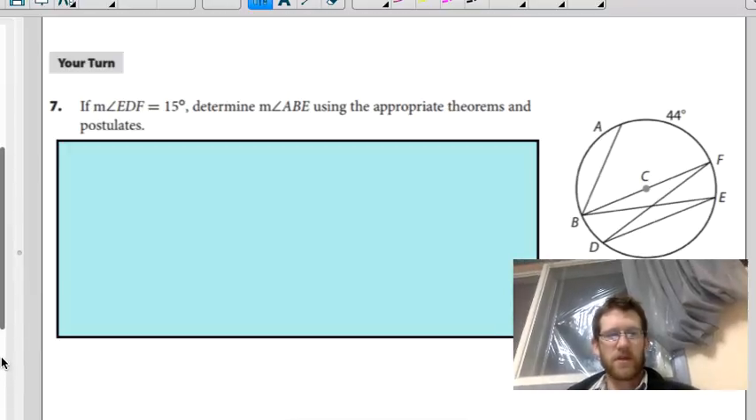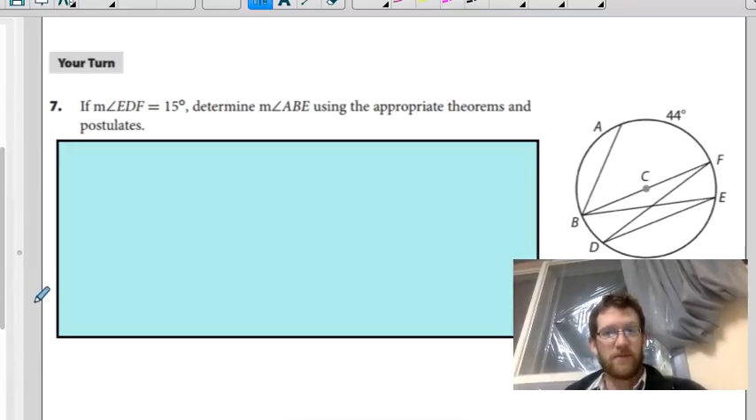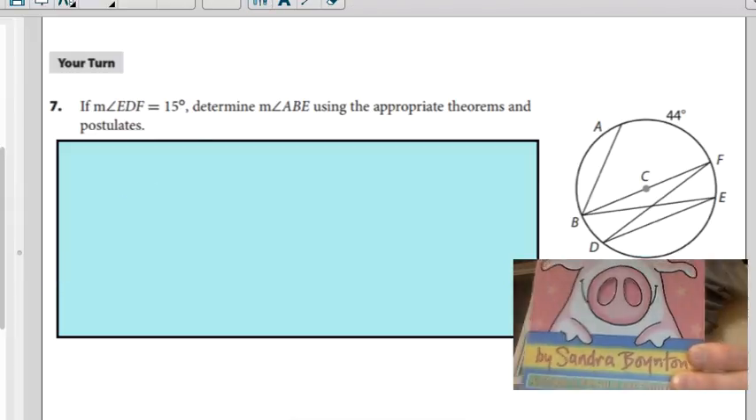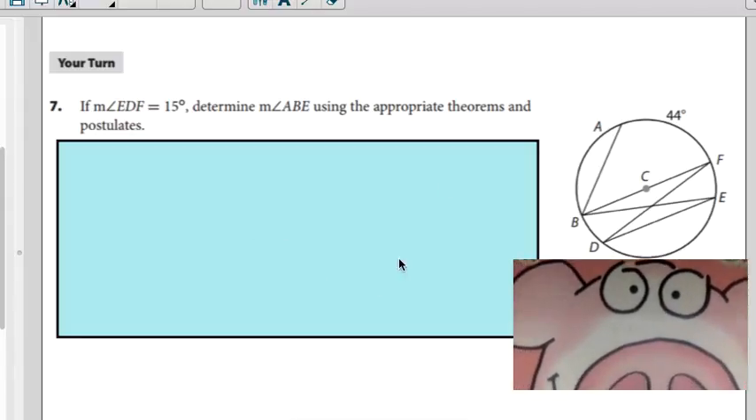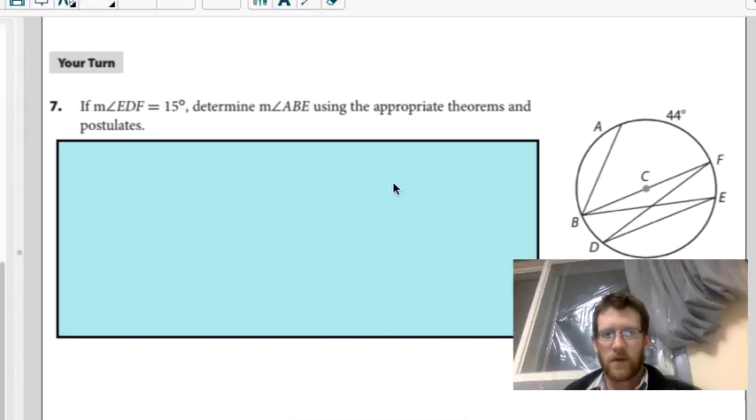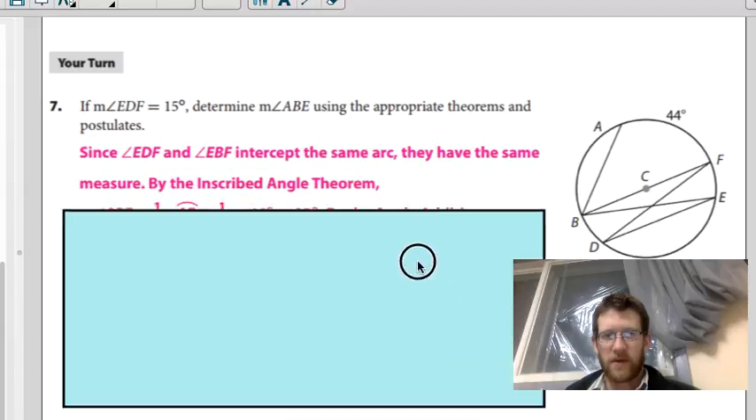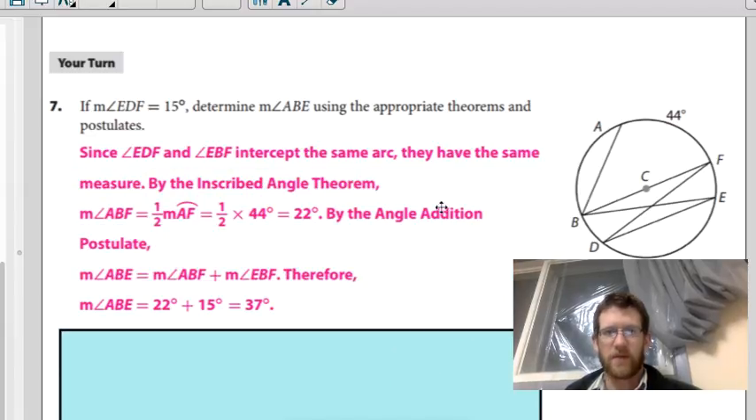Okay, here's another problem. Go ahead and see if you can figure this one out. It's pretty tricky, but see if you can put together all the pieces. So pause. Okay, so there's a lot going on here. Again, I'll just show you the answer.